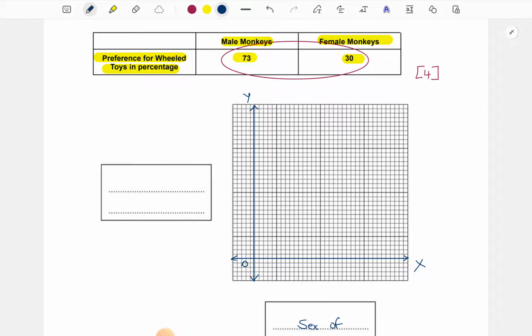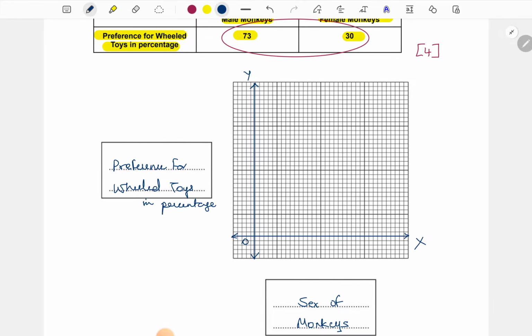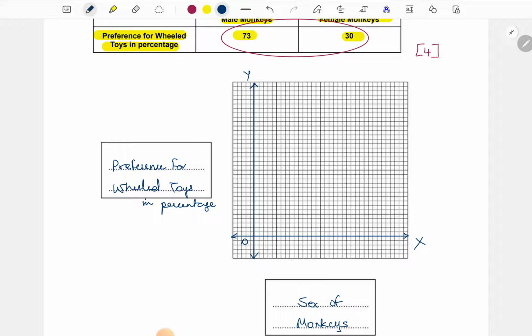On a bar graph, the y-axis will always have the measurement. So here it is percentage preference for wheeled toys. I'm just copying what is given on the table. Okay, here we have scored 2 marks by giving the x and y axis label. Of course, in the x label also the names of the bars will count, the labeling of the bars.